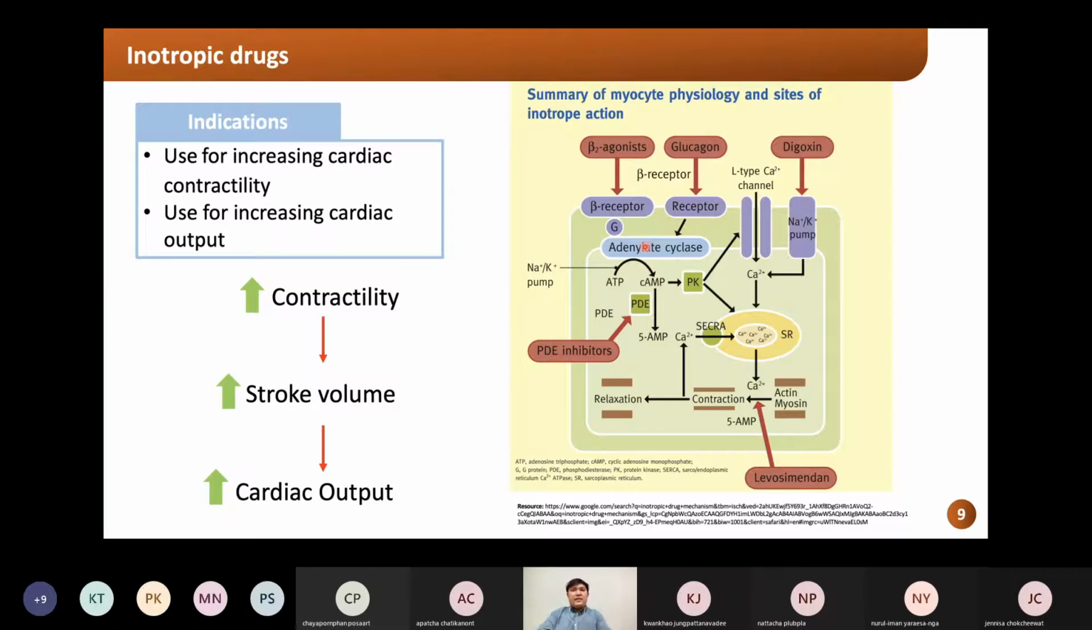Also used for increasing cardiac output as well. Like I told you, when you increase the contractility, it will increase the stroke volume and eventually increase cardiac output. And here is the mechanism of inotropic drugs. Normally it will increase the calcium ion influx into the cell that can bind to the actin-myosin, and it increases the strength of the heart contraction, something like that.